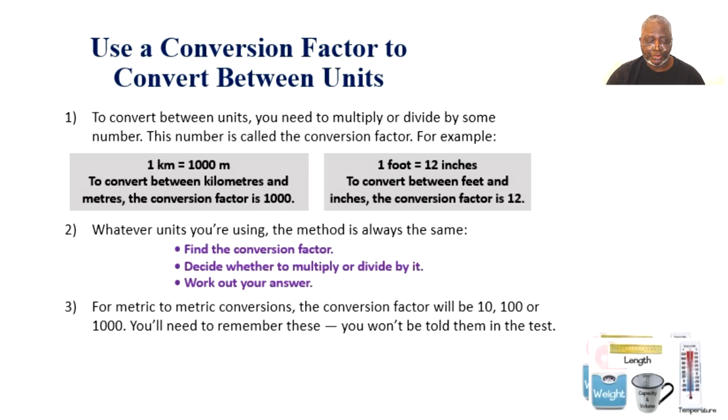Whatever units you're using, the method is always the same. You find the conversion factor. You decide whether to multiply or to divide, and then you work out the answer. For metric to metric conversion, the conversion factor will be 10, 100, or 1,000. You'll need to remember these. You won't be told in an exam or in a test.